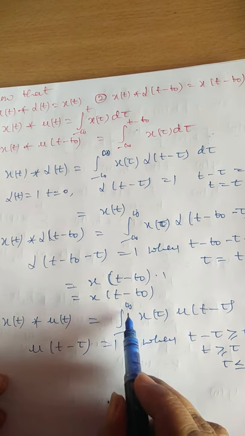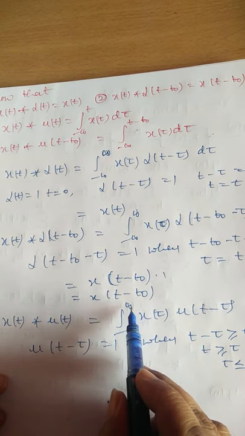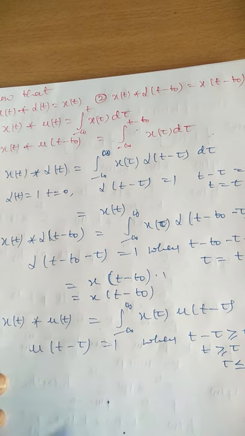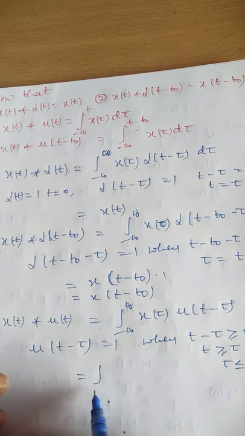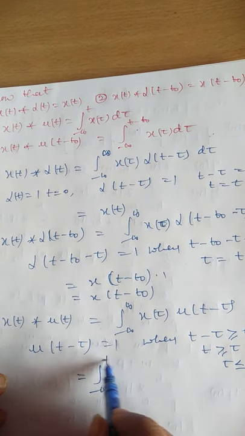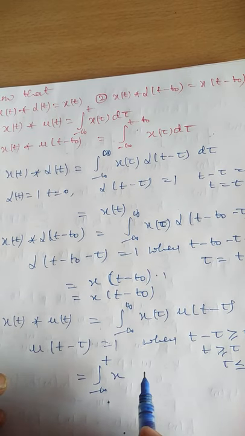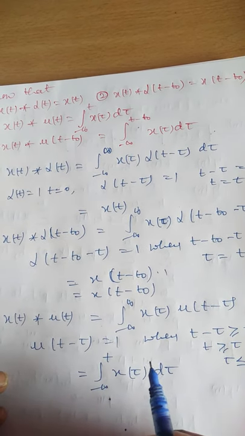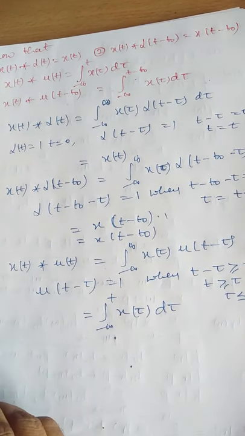That means the integral limit here, the upper limit, is small t, because tau cannot be greater than t. The lower limit is minus infinity. That is the integral from minus infinity to t of x of tau d tau.